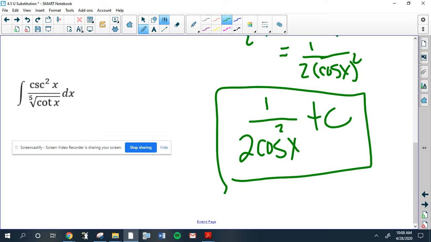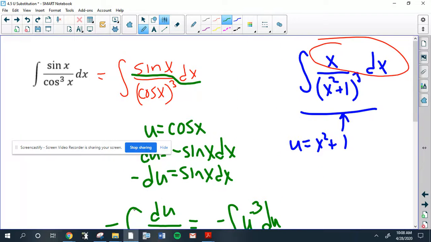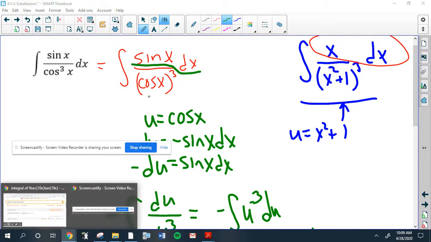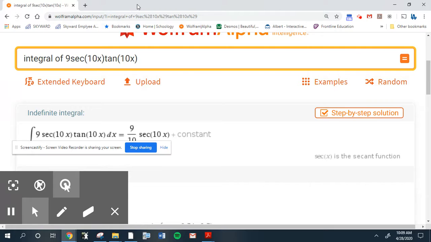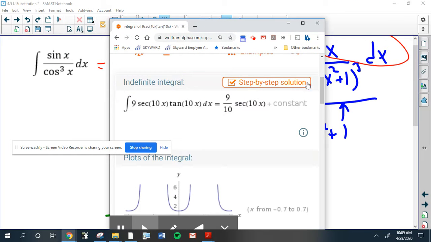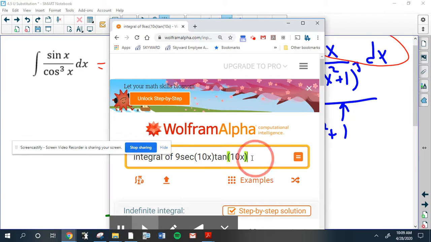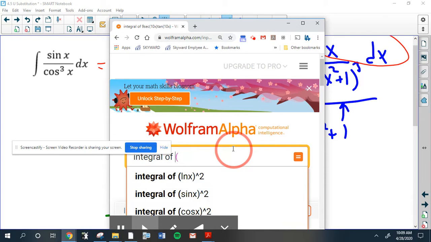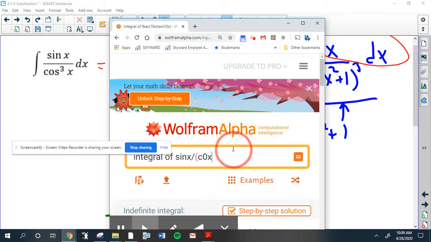So I'm going to do a quick check on this using Wolfram Alpha. So we're integrating sine x over cosine x quantity cubed.